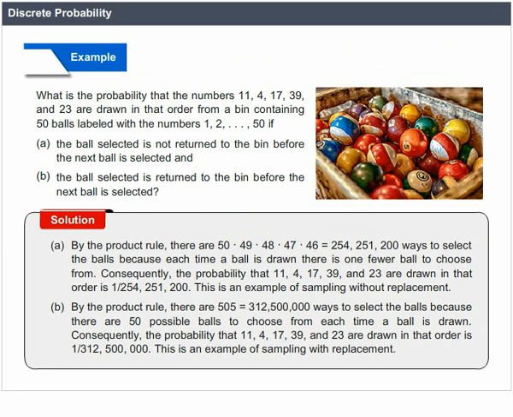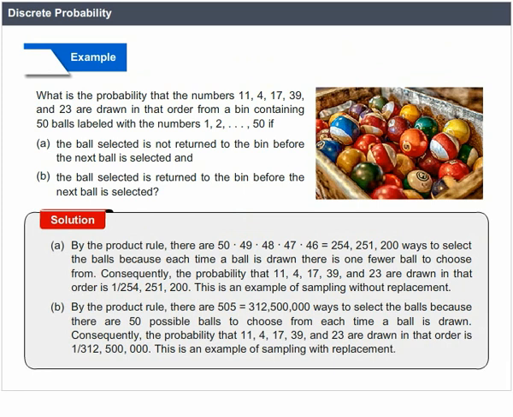Because each time a ball is drawn, there is one fewer ball to choose from. Consequently, the probability that 11, 4, 17, 39 and 23 are drawn in that order is 1 divided by 254,251,200. This is an example of sampling without replacement.